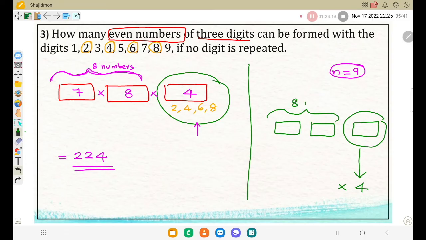8 numbers, correct? How many do we need to take at a time? 2 needed, correct? Here n equal to 8, r equal to 2 needed. 2 boxes we need to fill. That is the meaning of 2.